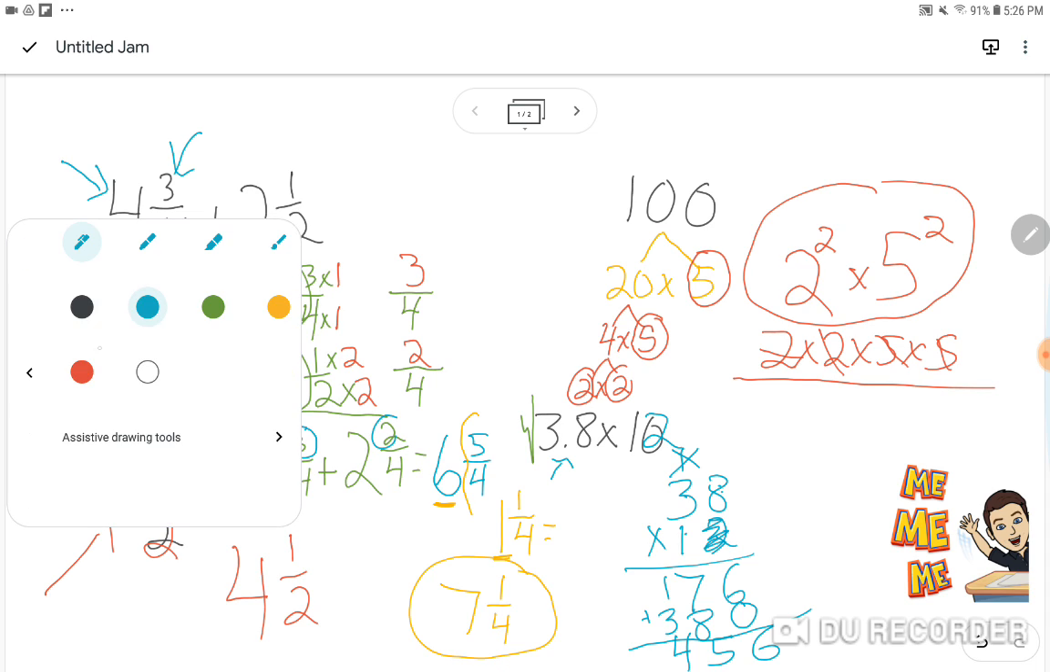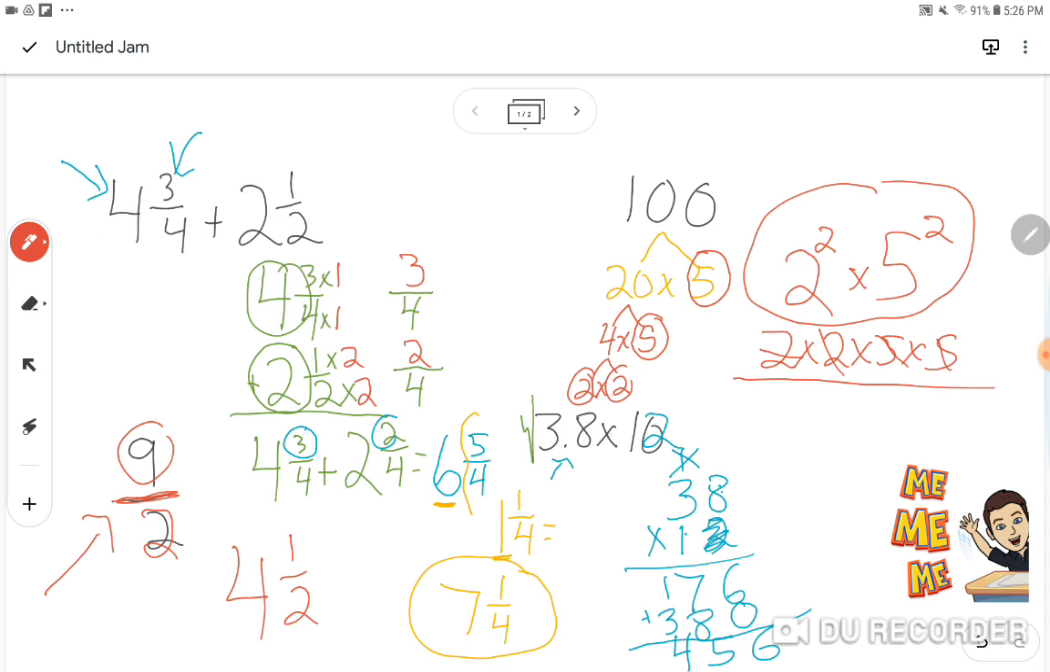We need to put the decimal back in. So how many digits are behind the decimal in the original problem? We have a 1/10 here. Do you have anything in this one?